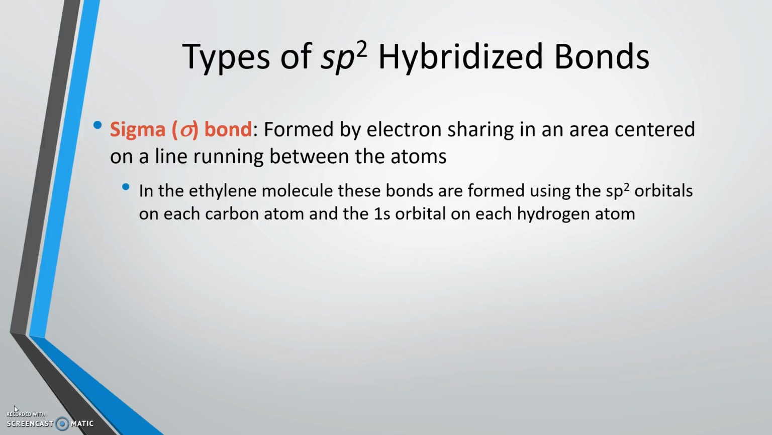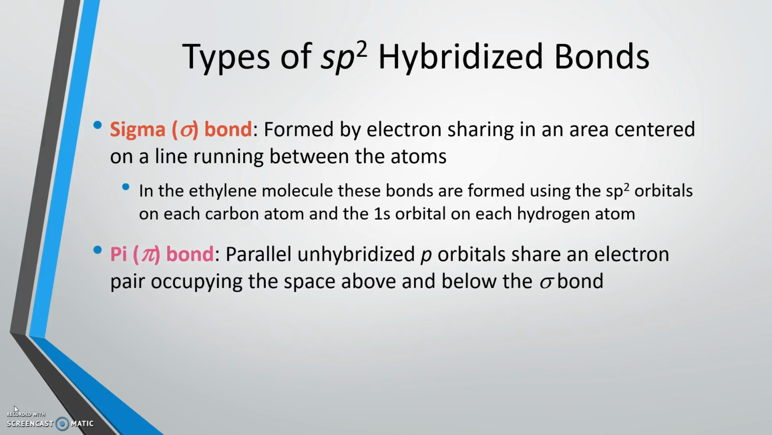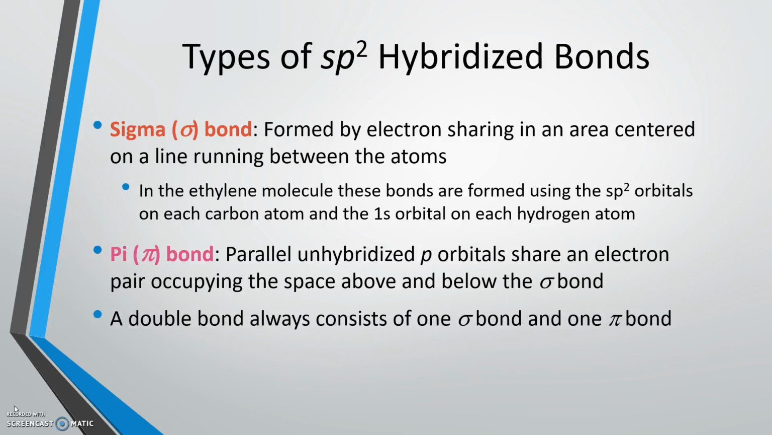The second bond must result from sharing an electron pair in the space above and below the sigma bond. This type of bond can be formed using the 2p orbital perpendicular to the sp2 hybrid orbitals on each carbon atom. This produces something called a pi bond. It is parallel unhybridized p orbitals that share an electron occupying the space above and below the sigma bond. Anytime a double bond is formed in a molecule, it always consists of one sigma bond and one pi bond.